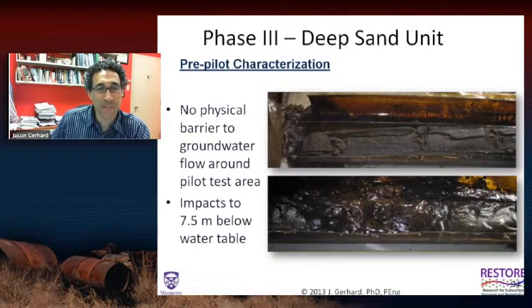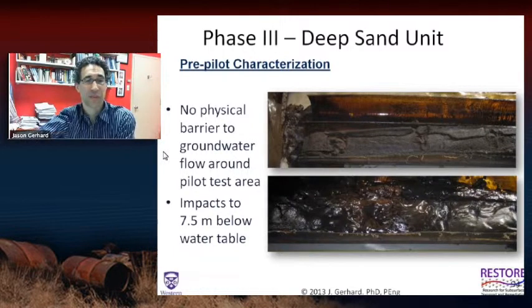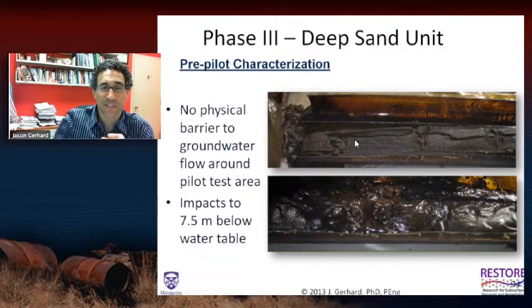Okay, I'll talk about the deep sand test now. In this case, we had no barrier to groundwater flow, no sheet piling, and we were doing it much deeper than we'd ever done it before. This is 7.5 meters below the water table. You can see what the pre-test cores looked like. It was a mess down there.